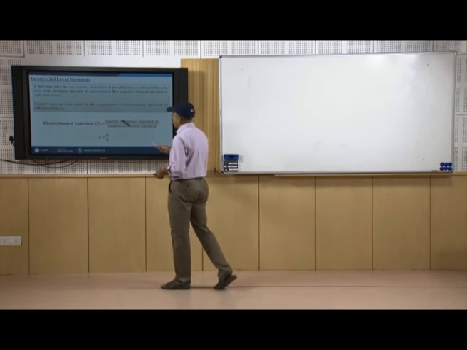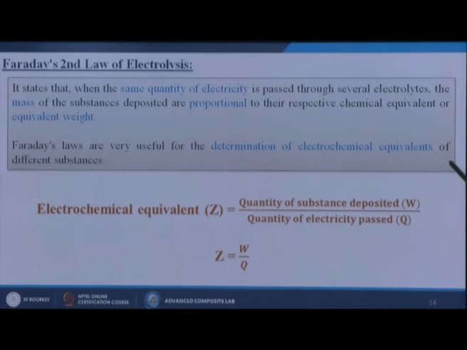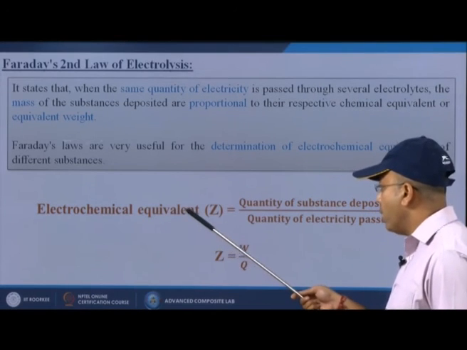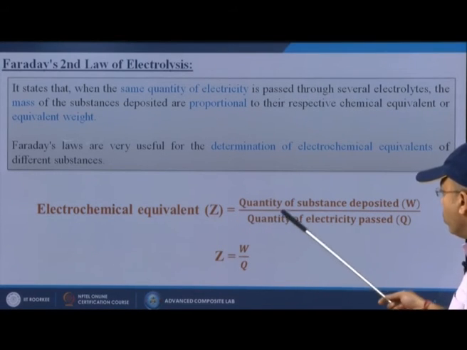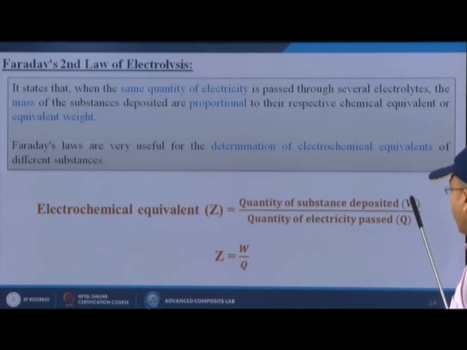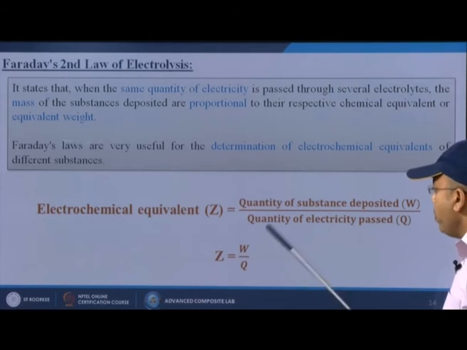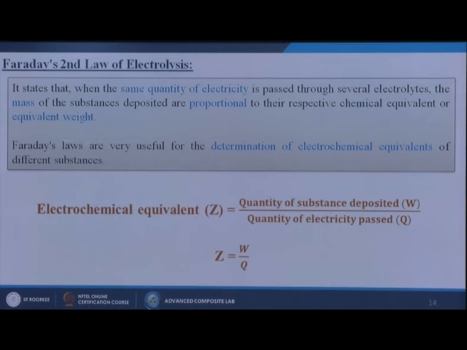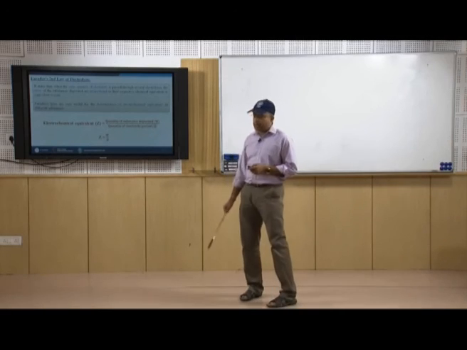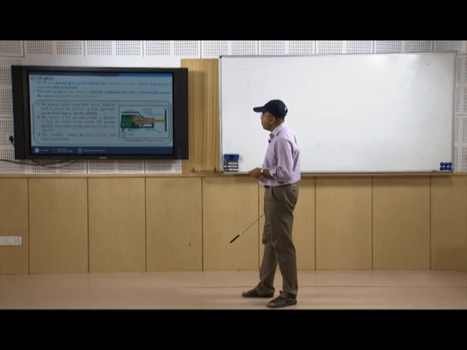Faraday's laws are very useful for the determination of electrochemical equivalents of different substances. Here the electrochemical equivalent is given by Z = W/Q, the quantity of substance deposited W divided by the quantity of electricity passed Q. So simply, Z = W/Q. This is the second law of Faraday's principle.